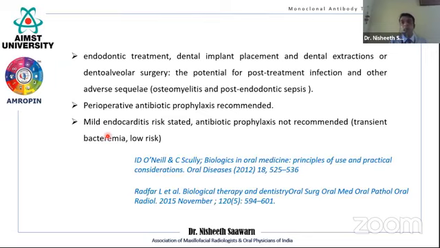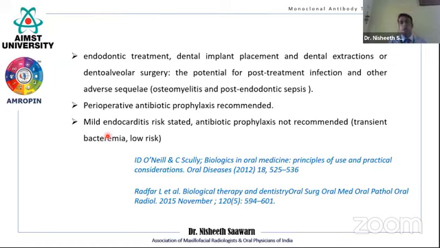This is not a strict guideline that you have to give, but to be on the safer side, it is advised that while you are doing the treatment, keep the patient under antibiotic prophylaxis so that you see fewer adverse effects, unless it is contraindicated by the patient's status or by the doctor.